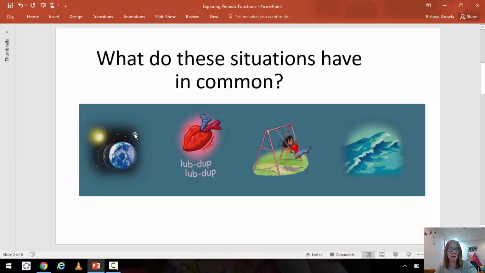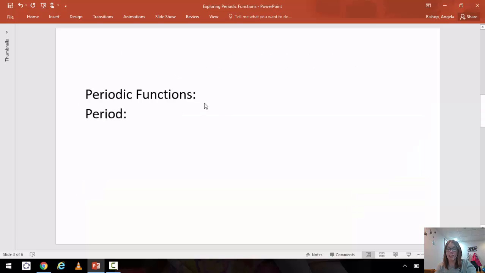It takes the same amount of time for the earth to move around the sun. If you think of your heart beating, your heart beats at roughly the same pace. If you're swinging on a swing, you go back and forth, back and forth. And if you think of the waves and tides, that happens at the same time. So all four of those things repeat regularly. And that is what a periodic function is.